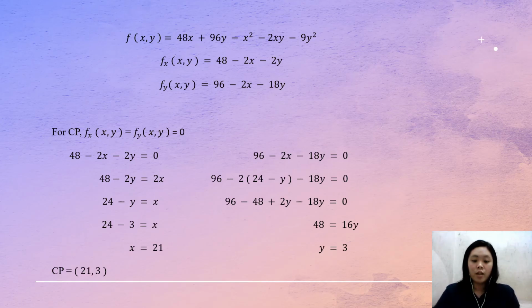First, finding the critical point of f on each domain. Therefore, we first calculate fx(x,y) and fy(x,y). fx(x,y) equals 48 minus 2x minus 2y, while fy(x,y) equals 96 minus 2x minus 18y. For the critical point, setting fx(x,y) and fy(x,y) equal to 0. By using substitution, x equals 21 and y equals 3, therefore the critical point equals (21, 3).